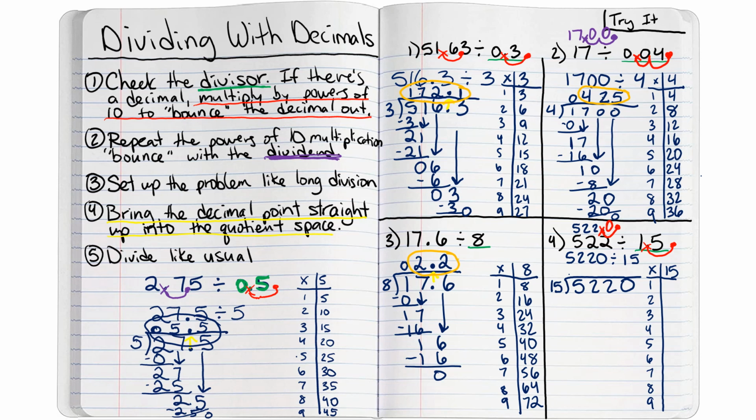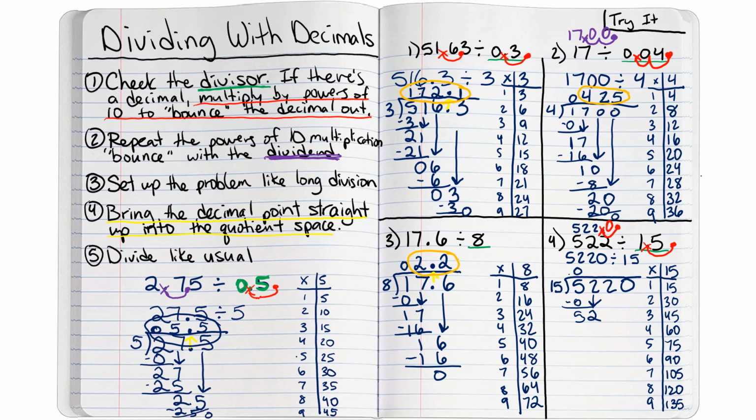All right, so I've got 15, 30, 45, 60, 75, 90, 105, 120, 135. All right, now I can do my dividing. 5 divided by 15, that's a 0. I don't have enough. 0 times 15 is 0. Subtract it away. I still have 5. Bring down my next digit, which is a 2.